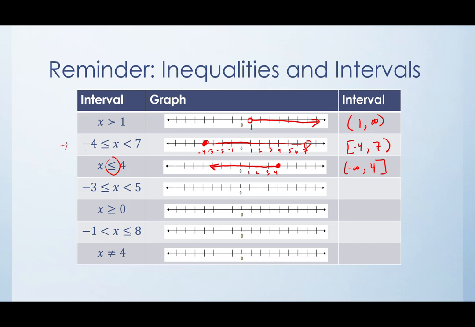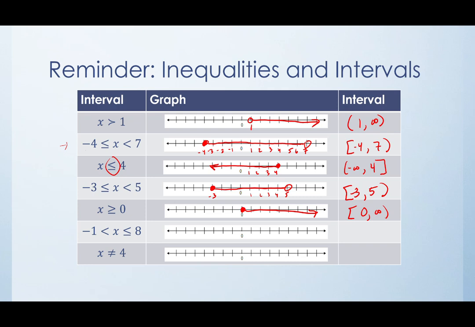This next one is very much like the second one. We are going from -3, and that one is included, up to 5. 1, 2, 3, 4, 5. But that one is not included. So virtually identical, just different numbers. And then x greater than or equal to 0, of course, we will have 0 is included, and then the greater than side. So bracket 0, comma, infinity, parentheses.